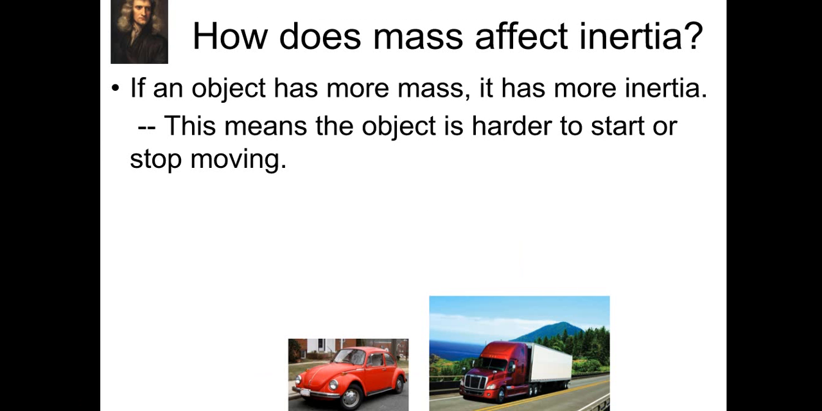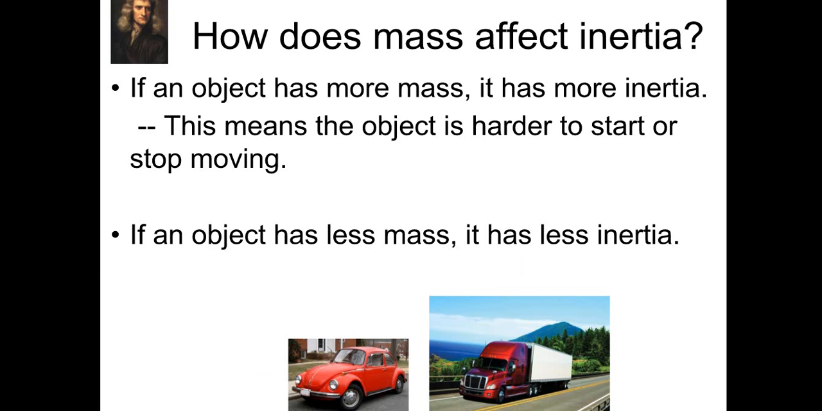And then again, once you get it started, it's harder to stop moving, especially if you look at the cars here. Think about those two cars. If we had to push the Volkswagen Beetle, we could probably do that if we put it in neutral pretty easily with a couple people. The semi-truck, not so much. The semi-truck has more inertia. It has more mass. The same thing's true once these are both going. If they're both going at 55 miles an hour, it's going to be a lot easier to stop the Volkswagen Beetlebug than it is going to be to stop the semi because of its inertia.